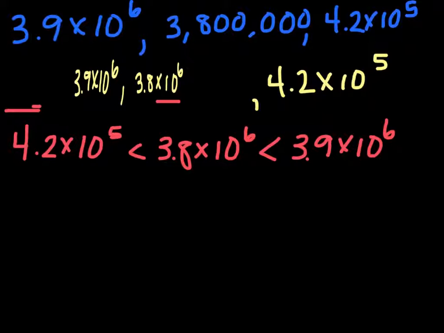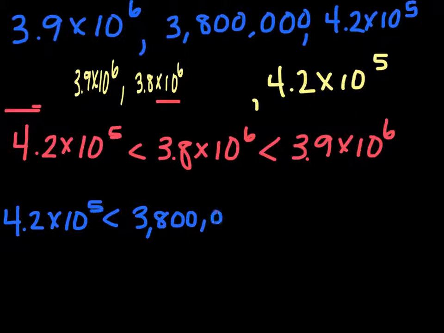Then we need to rewrite our sentence with our numbers in their original forms. So now it will be 4.2 times 10 to the 5th is less than 3,800,000, which is less than 3.9 times 10 to the 6th. And we're done.